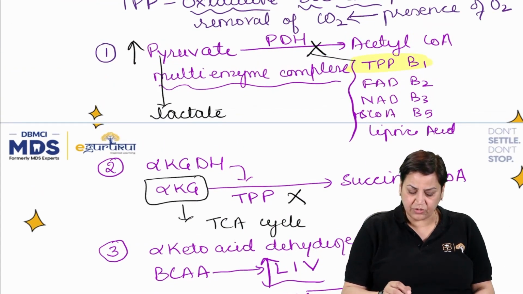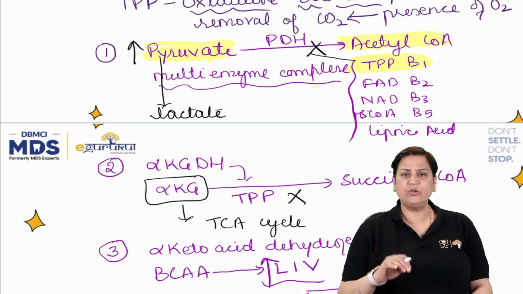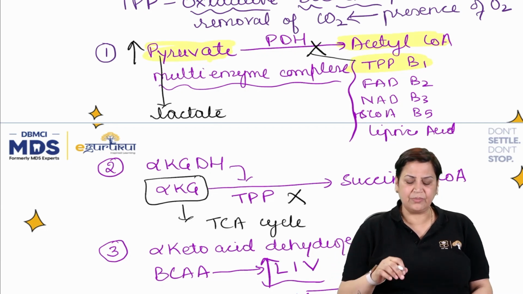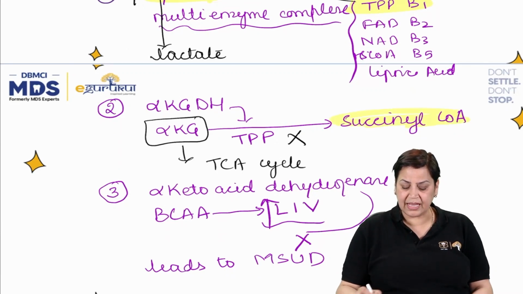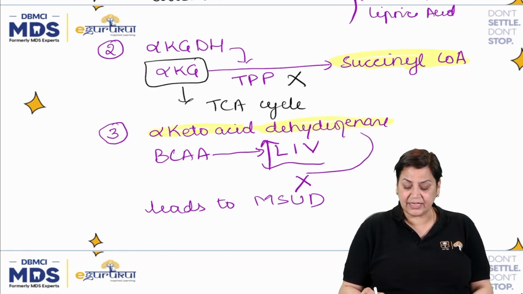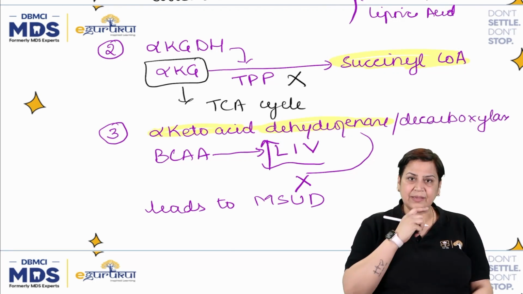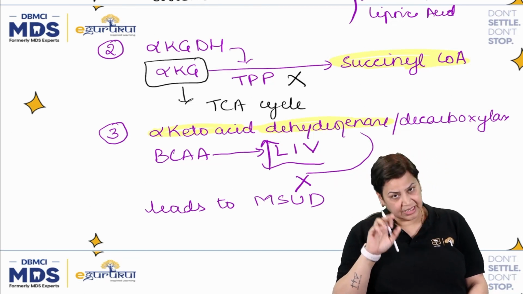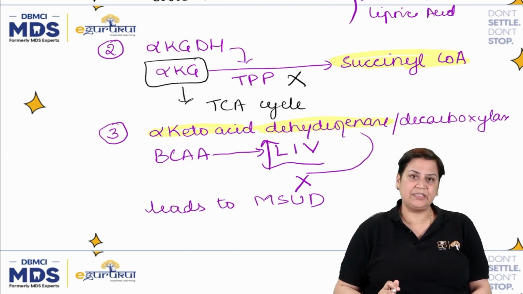So first is the conversion of pyruvate to acetyl coenzyme A; in the absence of TPP, it will be converted to lactate. Second, alpha ketoglutarate is converted into succinyl coenzyme A, again by alpha ketoglutarate dehydrogenase, oxidative decarboxylation. Then alpha keto acid dehydrogenase, also known as decarboxylase, because transamination happens here, and after transamination, dehydrogenation along with removal of carbon dioxide occurs, and this leads to MSUD, maple syrup urine disease.